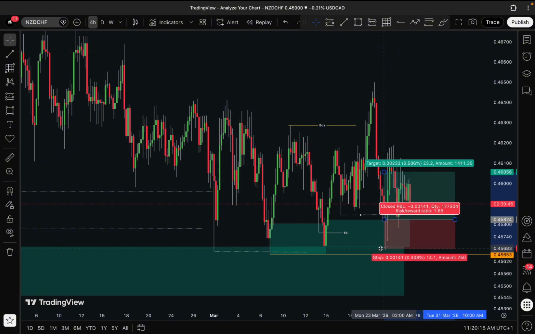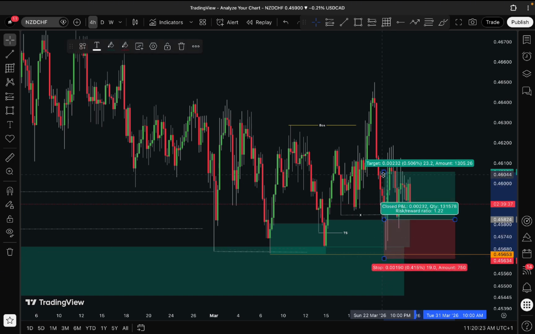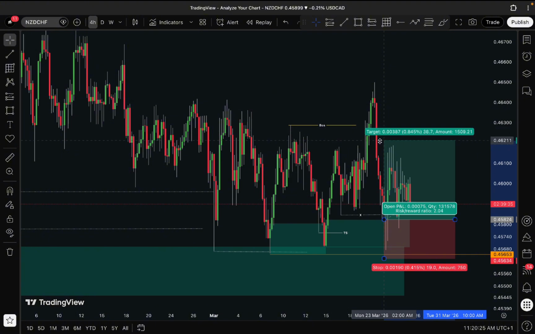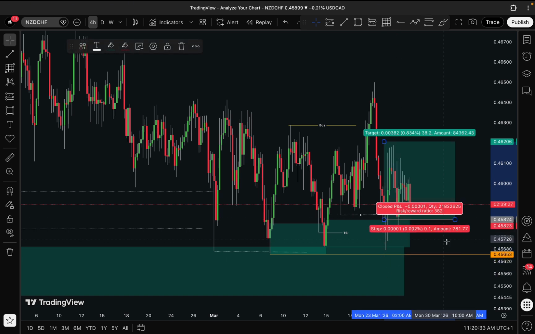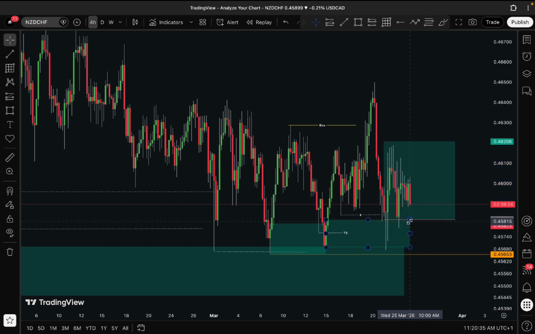My stop loss was 5 pips below this low. So this is 14 pips, so this was a 19 pip stop loss. And I aimed for a 1 to 2 risk to reward. When price came to this level, I moved my stops to break even. Then price came and stopped me out at break even on this trade.